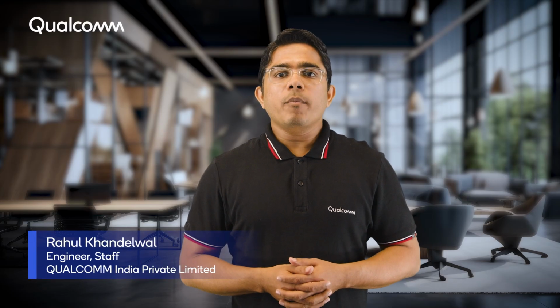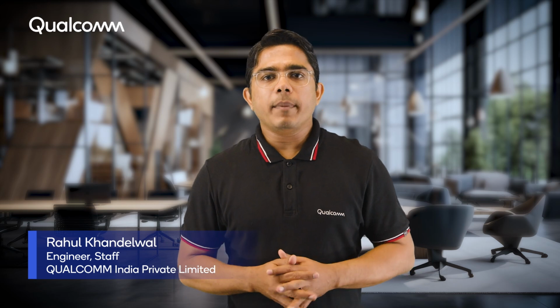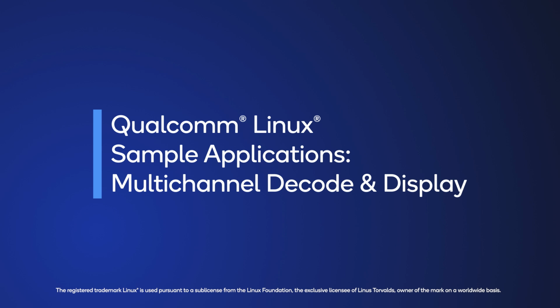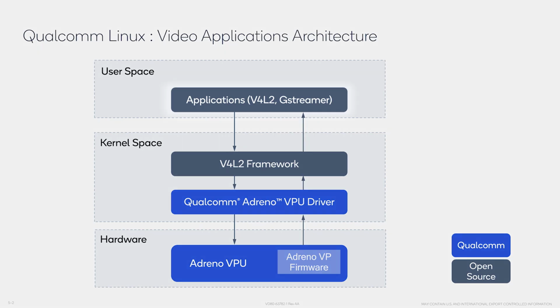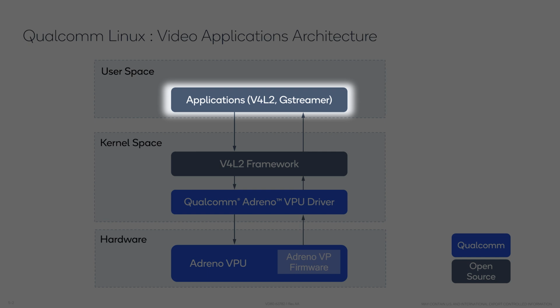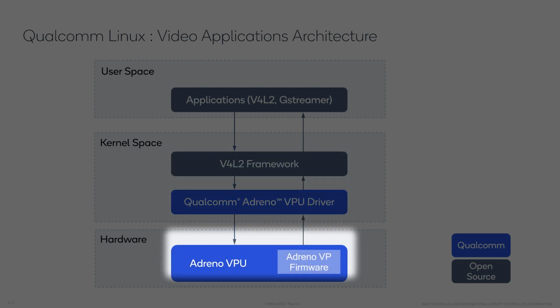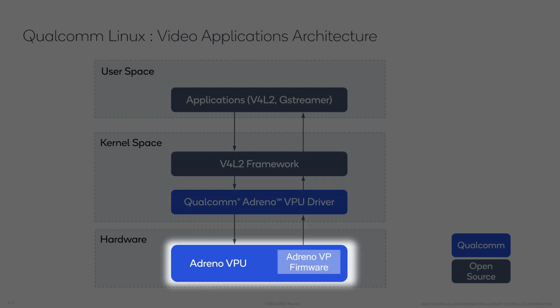Let's learn how Qualcomm Linux can help you decode video streams from multiple sources and display those on a UI. Applications based on the V4L2 or GStreamer APIs can offload video encoding or decoding tasks to Qualcomm Adreno GPU using the V4L2 API framework. The Adreno Video Processing Unit supports the hardware-based video encoding and decoding for various video codecs. The video encoding and decoding tasks in the Qualcomm SDK are offloaded to the video engines, and this process ensures that CPU and GPU are free for the other operations.